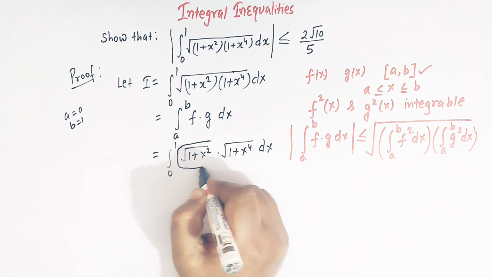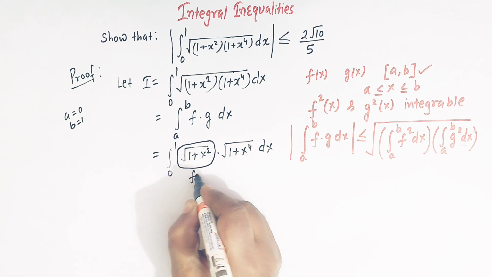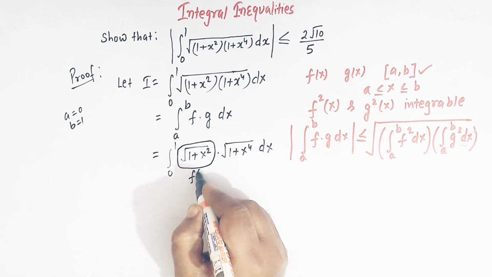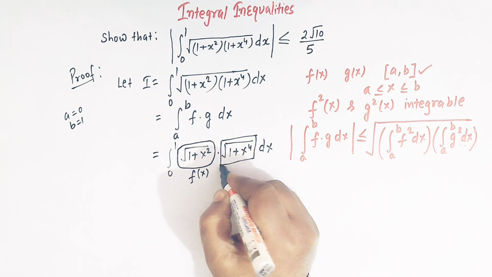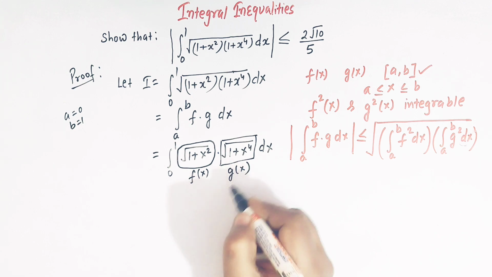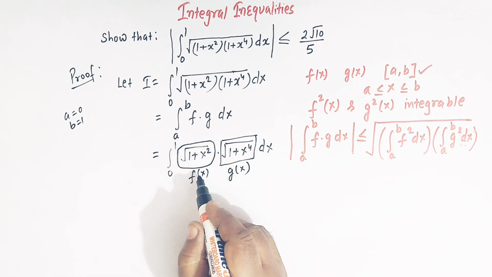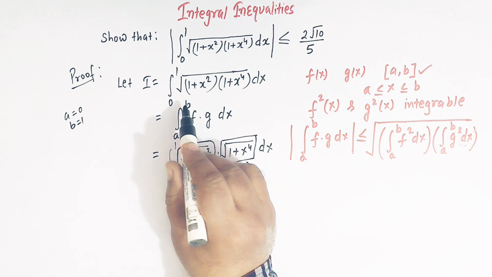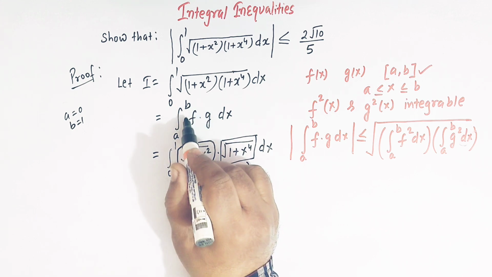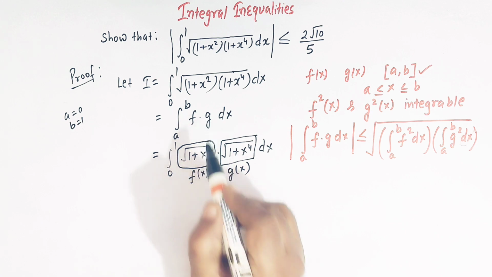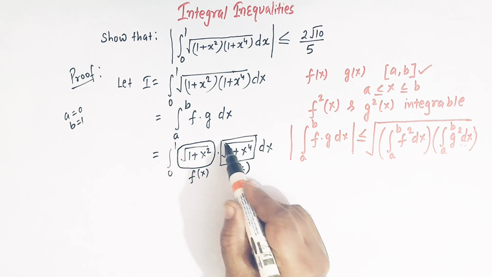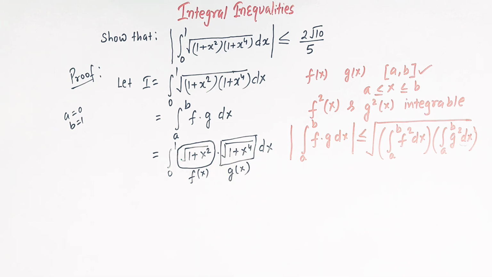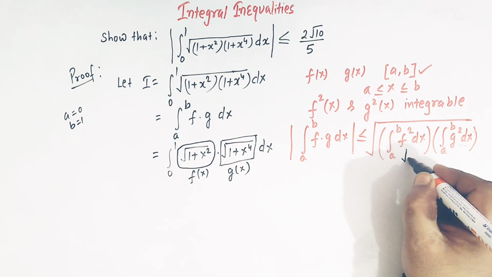So the first function may be taken as f of x, and the other function may be treated as g of x. So now we have an integral a to b of f times g, the product of f and g, where f is square root of 1 plus x square and g is the square root of 1 plus x raised to 4.